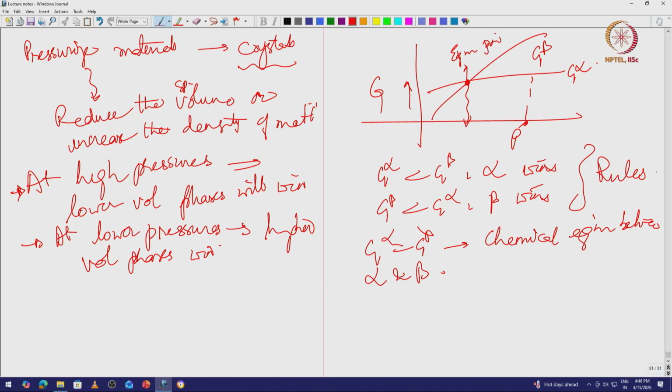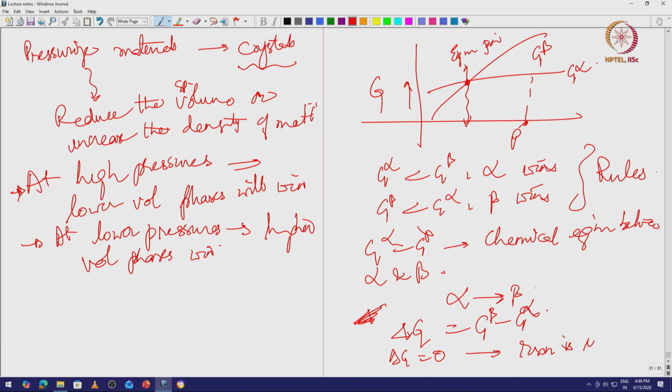So, at equilibrium, if I am looking at delta G, I want to do a reaction now. I am going to write this as a chemical reaction, and this chemical reaction is alpha goes to beta. This is a simple chemical reaction. I am going to define the delta G of this reaction as G beta minus G alpha. And when delta G equals 0, I say that this reaction is in equilibrium.